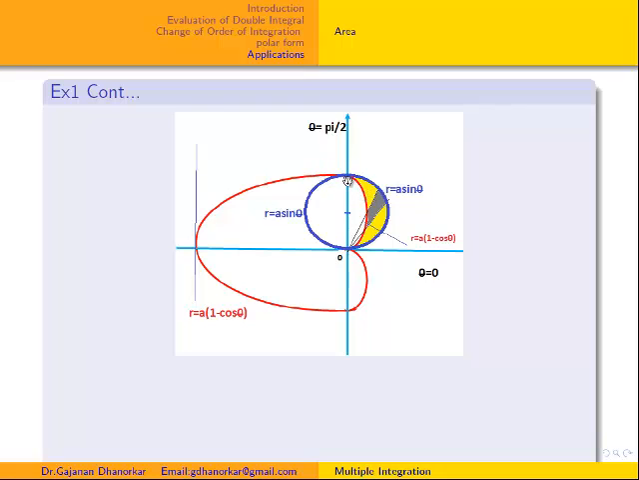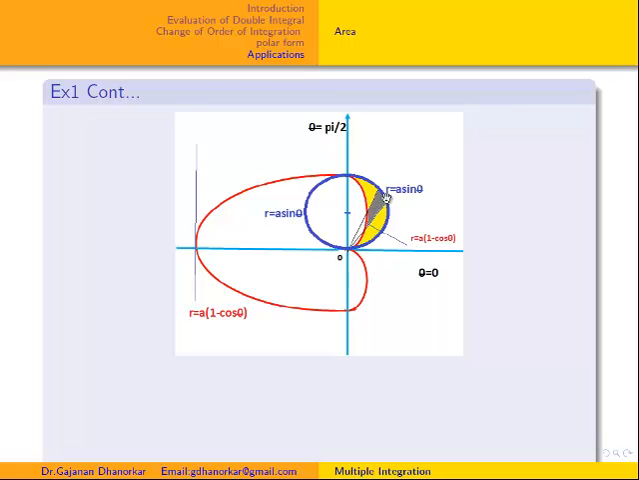Red in color, and the circle is blue in color. The intersecting area is in blue color. Now what we have to do? We have to take a radial strip. I am taking this radial strip, and it is shaded here in brown color. This is our radial strip.